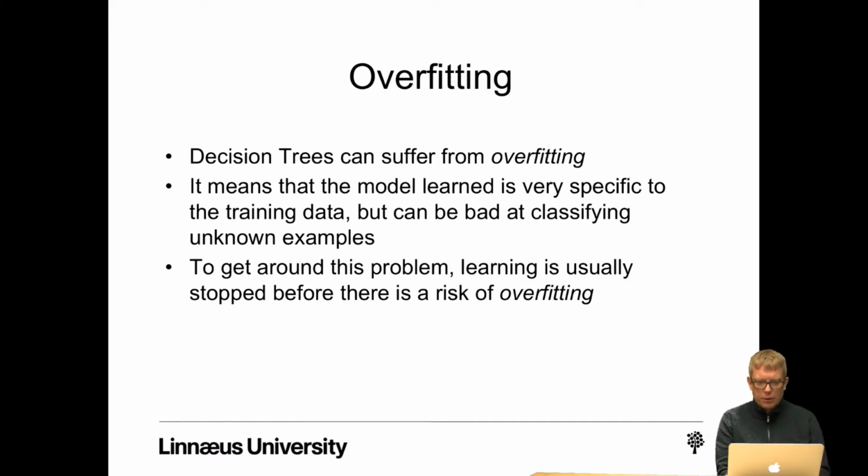Decision trees can suffer from overfitting. It means that the model learned is very specific to the training data, but it can be bad at classifying unknown examples. And to get around this problem, learning is usually stopped before there is a risk of overfitting. The problem is to know when to actually stop learning.